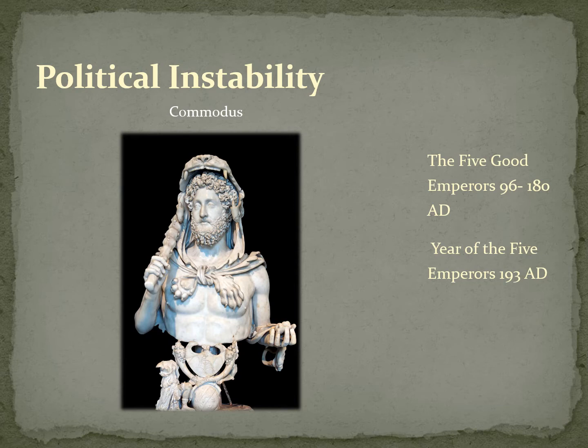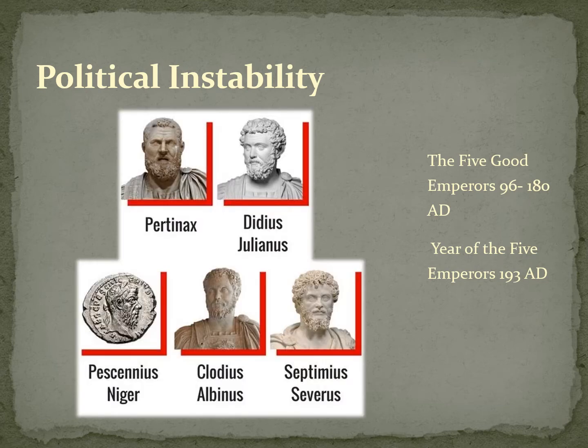Now, hopefully things get better, but they don't. Because, well, this set off the year 193, which is the year of the 5 emperors. The Senate wanted to have some normalcy back, and so they elevated one of their own, a man by the name of Pertinax.